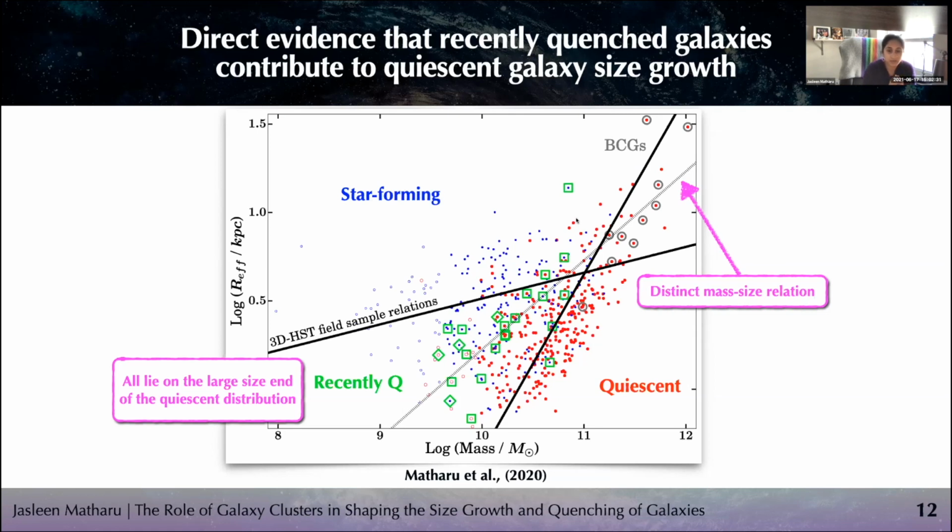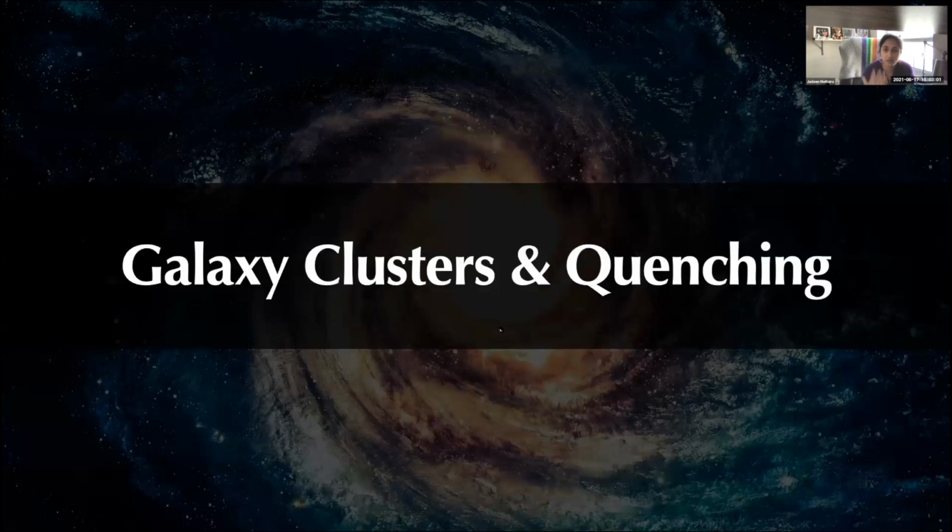So since we have a population of spectroscopically identified recently and rapidly quenched galaxies in the clusters, we can see where they lie on the mass-size relation, and we find direct evidence in the clusters that recently quenched galaxies are on average larger than quiescent galaxies, as shown here, showing that the second suggested mechanism of size growth also contributes, as well as minor mergers. So talking about recently quenched galaxies in clusters naturally brings me to the topic of galaxy clusters and quenching.